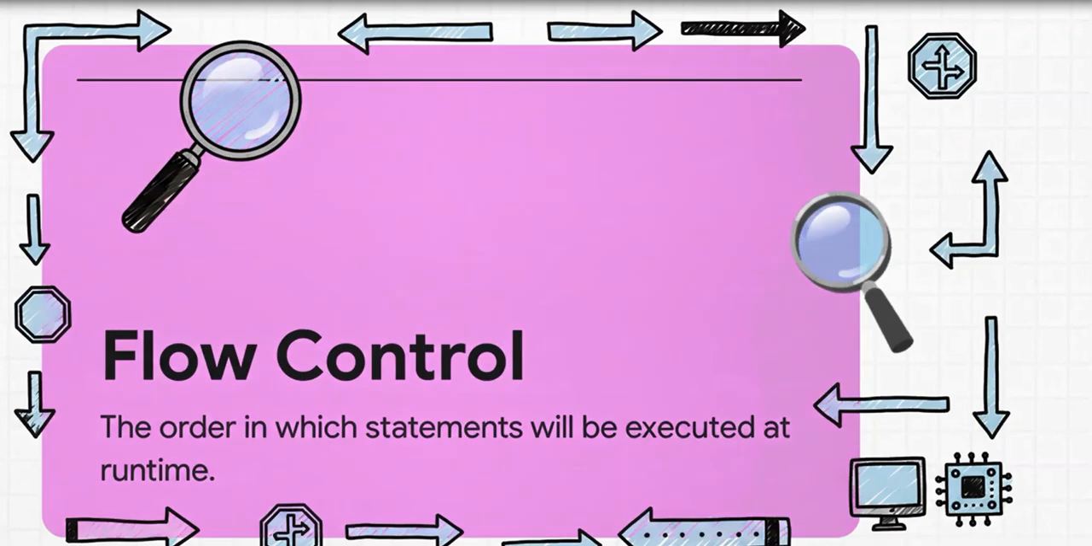So instead of just marching down a straight road, flow control lets us build forks in the road, little detours, and even traffic circles that let our code loop back on itself. This is really the fundamental difference between a simple script and a truly dynamic application.